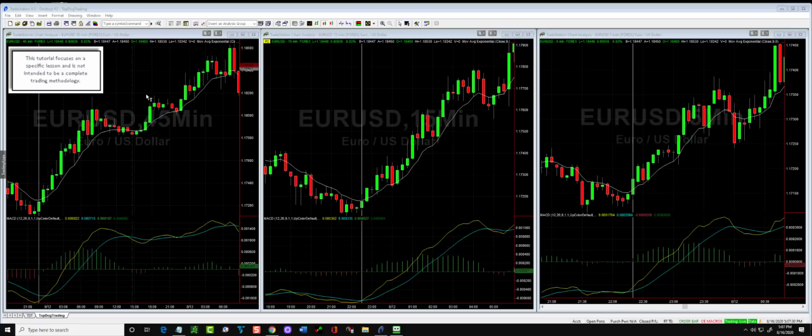Now, the key benefit of this is that we're going to take risk on the short term and take reward on the long term. And that's how we're going to get a great risk-reward ratio.